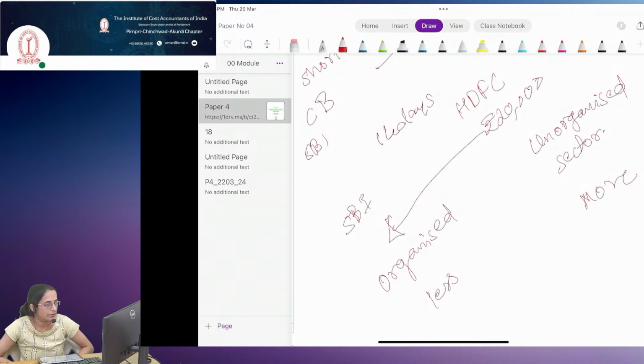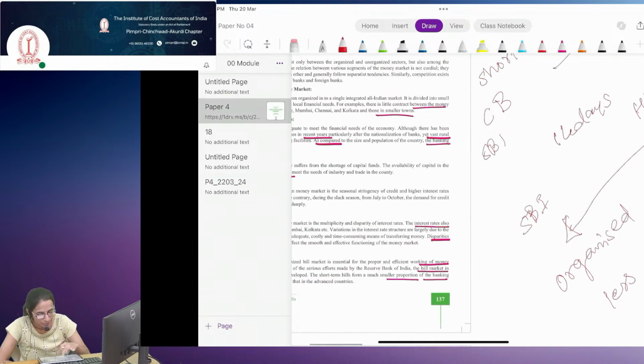So the Reserve Bank does not have much control over this sector because it is unorganized. Major people there in the money market are of the unorganized sector. So the Reserve Bank is not able to control it much because this unorganized sector does not come under the directions or control of the Reserve Bank. Clear, Sheila? Yes, ma'am.